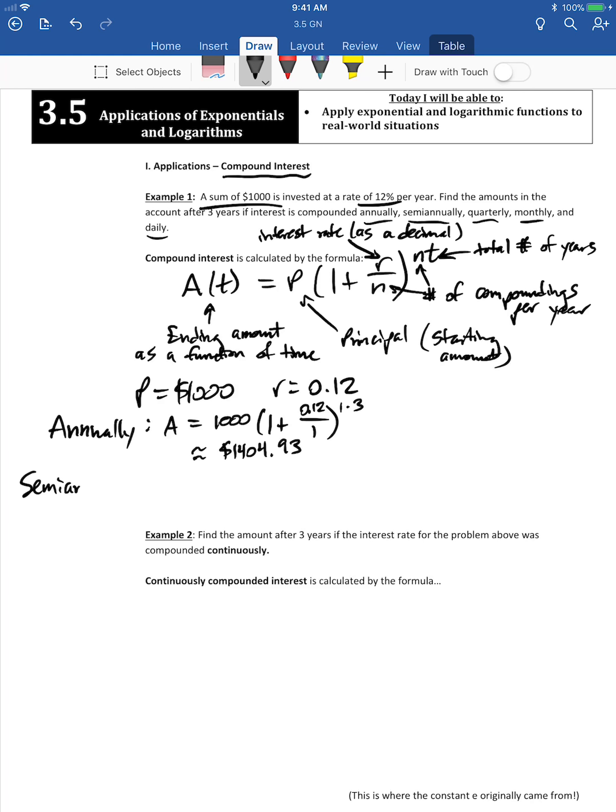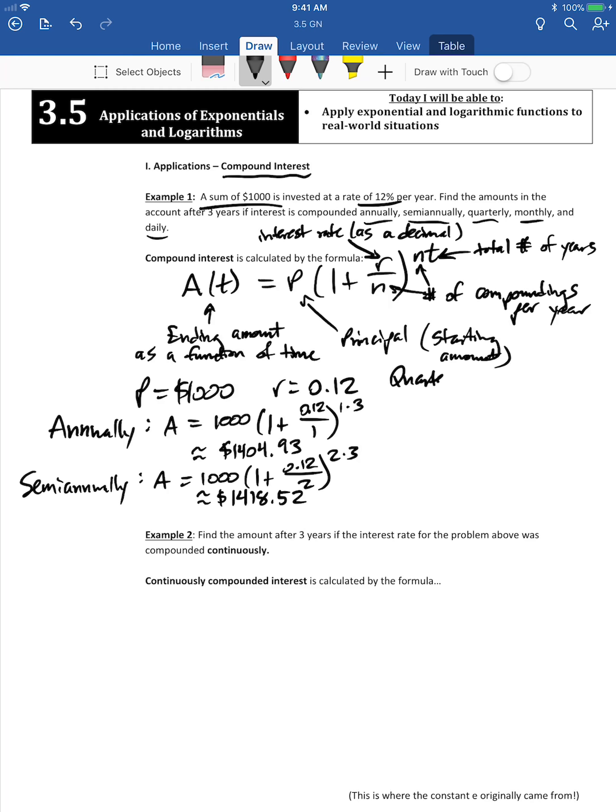Semi-annually, let's see if our number goes up even more. Semi-annually, most of this is the same. I'm starting with 1,000, 1 plus 0.12 over. This time, semi-annually, I'm compounding twice a year. So n equals 2. I still have 3 years for t. And if I plug this into a calculator, I will get $1,418.52. So, hey, I made about $14 more than if it compounded just once a year, going from once to twice a year. It's even better. Let's see if it continues to go up.